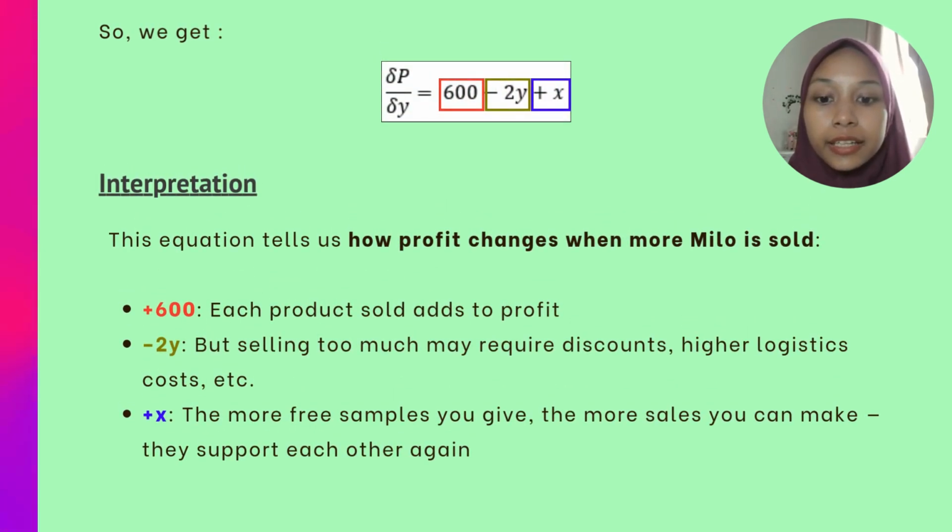From the equation that we have differentiated, this equation tells us how profit changes when Milo is sold. The 600 shows that each product sold adds to the profit. The negative 2y shows that selling too much may require discounts and higher logistic costs, and it will not give much profit to the company. And the plus x shows that the more free samples you give, the more sales you can make, as they support each other, like with respect to x.